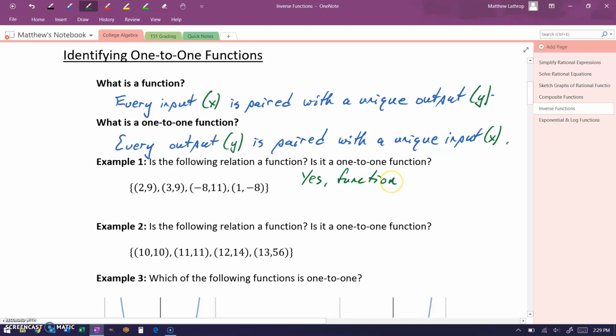The next question is whether it's one-to-one. Now what we want to look for are repeated y values. In this case, a value of y equals 9 is repeated, and when it's repeated, it's paired with two different x values. So while this is a function, we would say that no, it's not one-to-one.